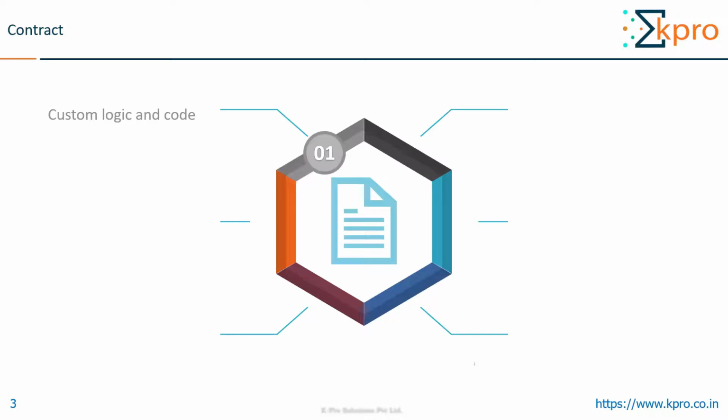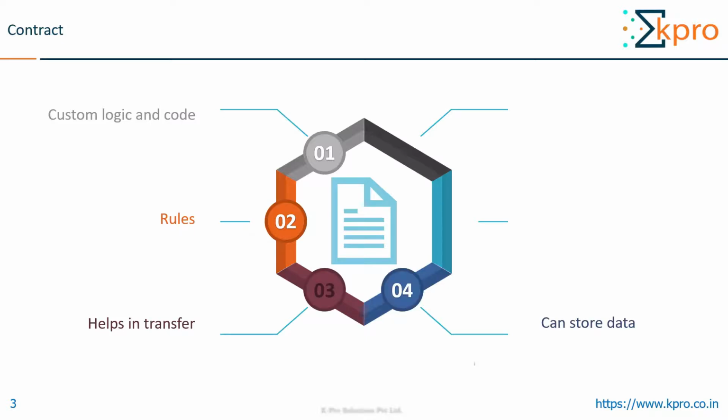So a smart contract is a custom logic and code deployed and executed within an Ethereum virtual machine. These smart contracts are digital and coded rules for transactions to take place between accounts. They help in transferring digital assets between accounts. They can store data, which can be used to record information, facts, balances, etc.